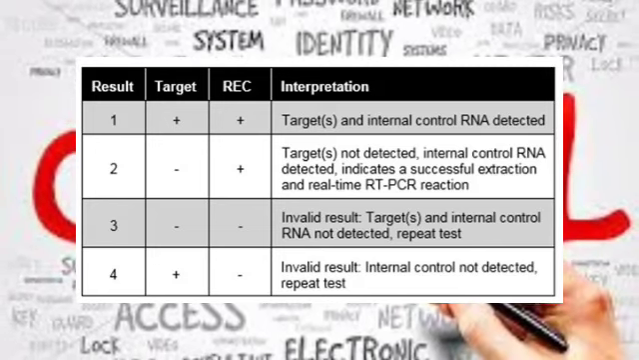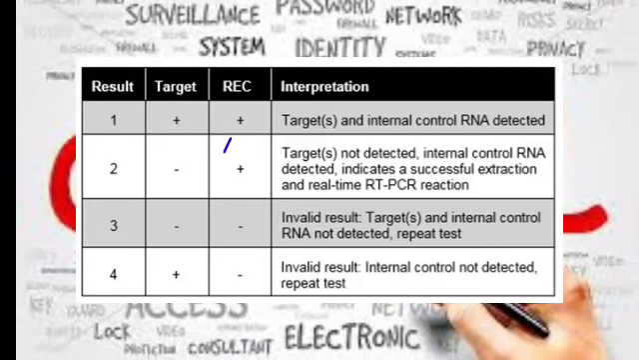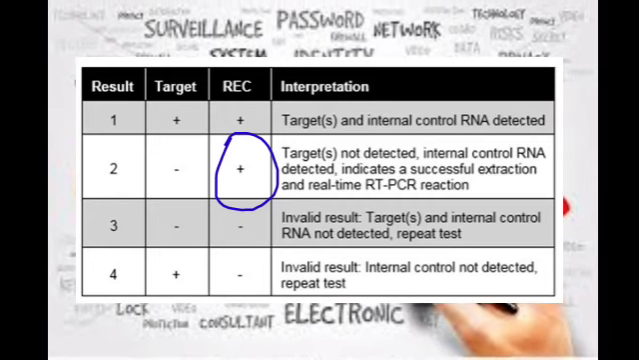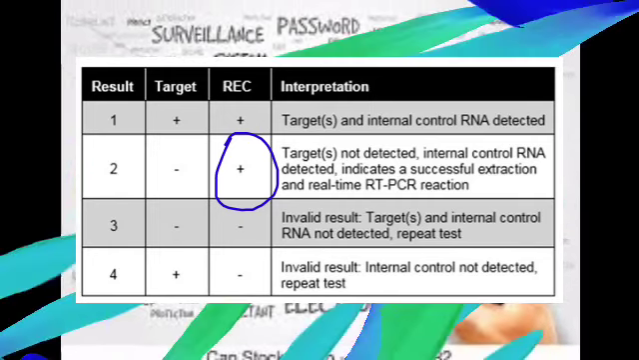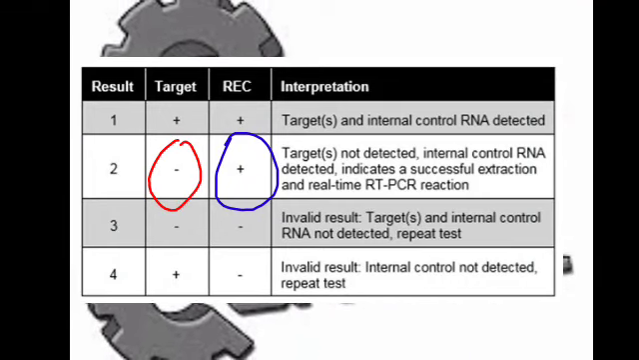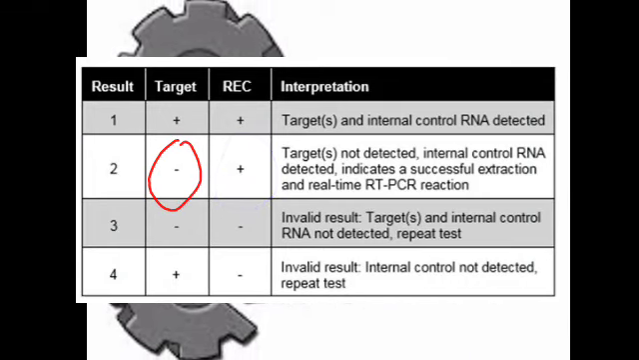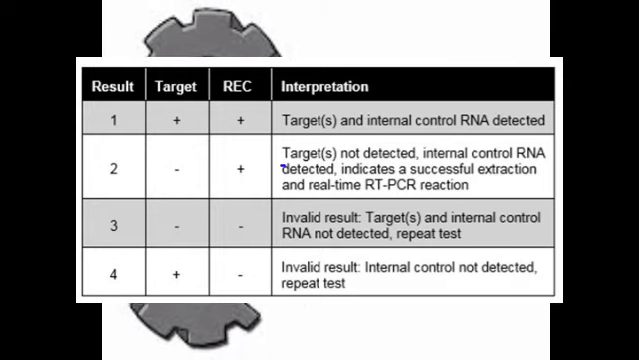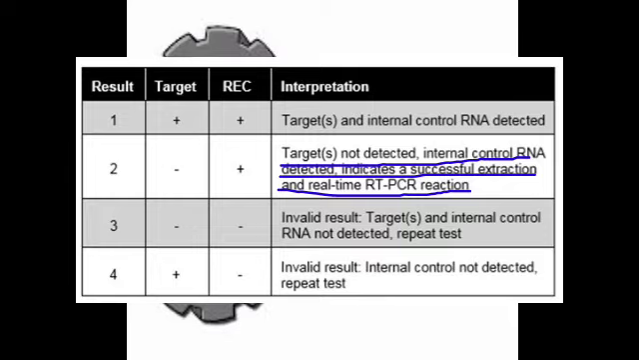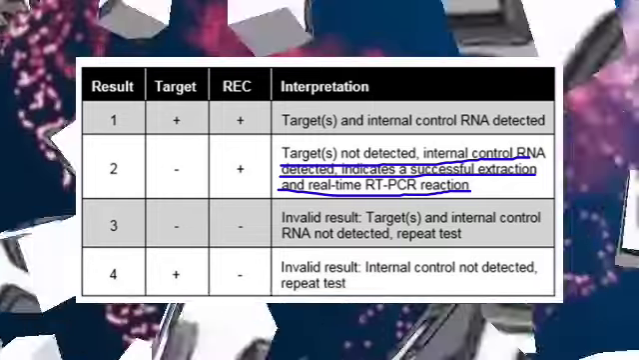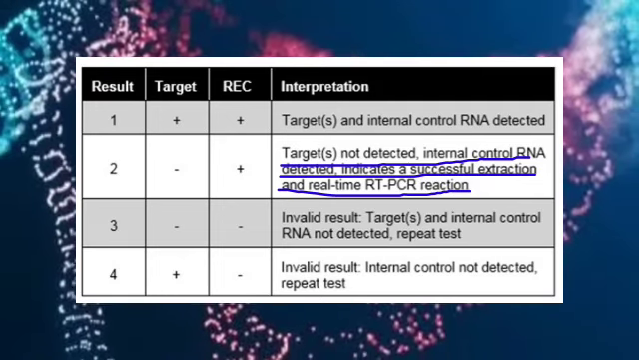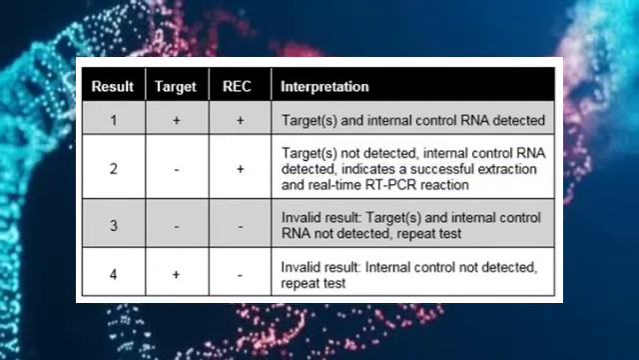The second result is amplification of only the internal control nucleic acid used while extracting, and the target is not detected. So this shows the target is not detected but the internal control is detected. It indicates that a successful extraction and qPCR reaction occurred.